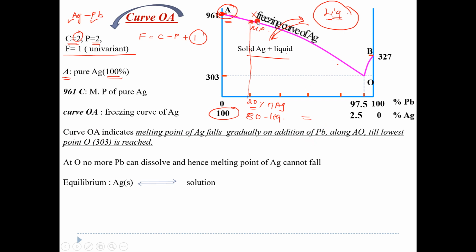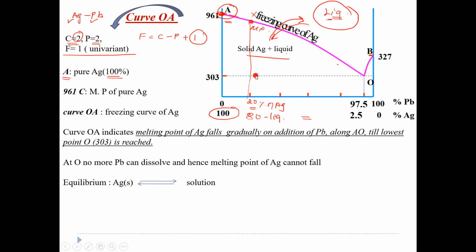And this melting point falls to the level of 303. At this point 303, the melting point will go on falling till the temperature reaches 303. What happens at point O? At O, no more lead can dissolve, and below that melting point of silver cannot fall. So up till O only you can add that much of lead. Below that it will not dissolve. It has reached its saturation point. It will not dissolve now, and the melting point will not fall. So this is the final melting point now.